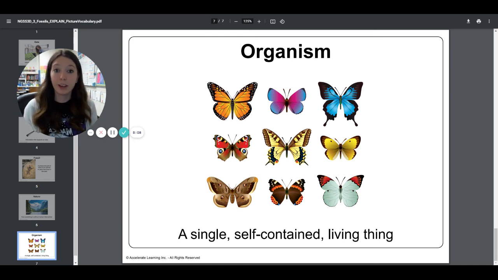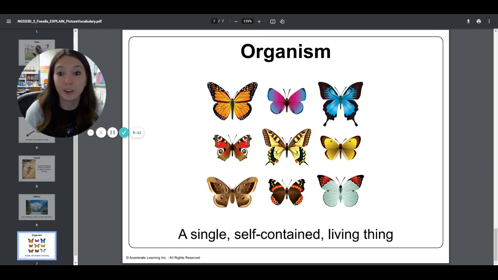Well, those are our vocab words this unit. I hope you enjoy learning about fossils.